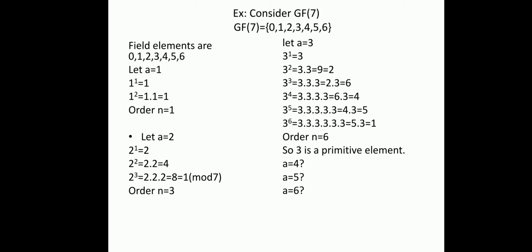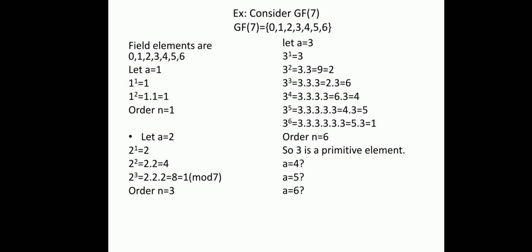Next we can take 3, so 3 raised to 1 is 3. Then 3 raised to 2 is 3 into 3, which is 9, so 9 minus 7 is 2. Next we find 3 raised to 3. We already found 3 raised to 2, that is 2, so 3 raised to 3 is 2 into 3, so you will get 6. Then 3 raised to 4 is 3 raised to 3 into 3, so that means 6 into 3, which is 18.